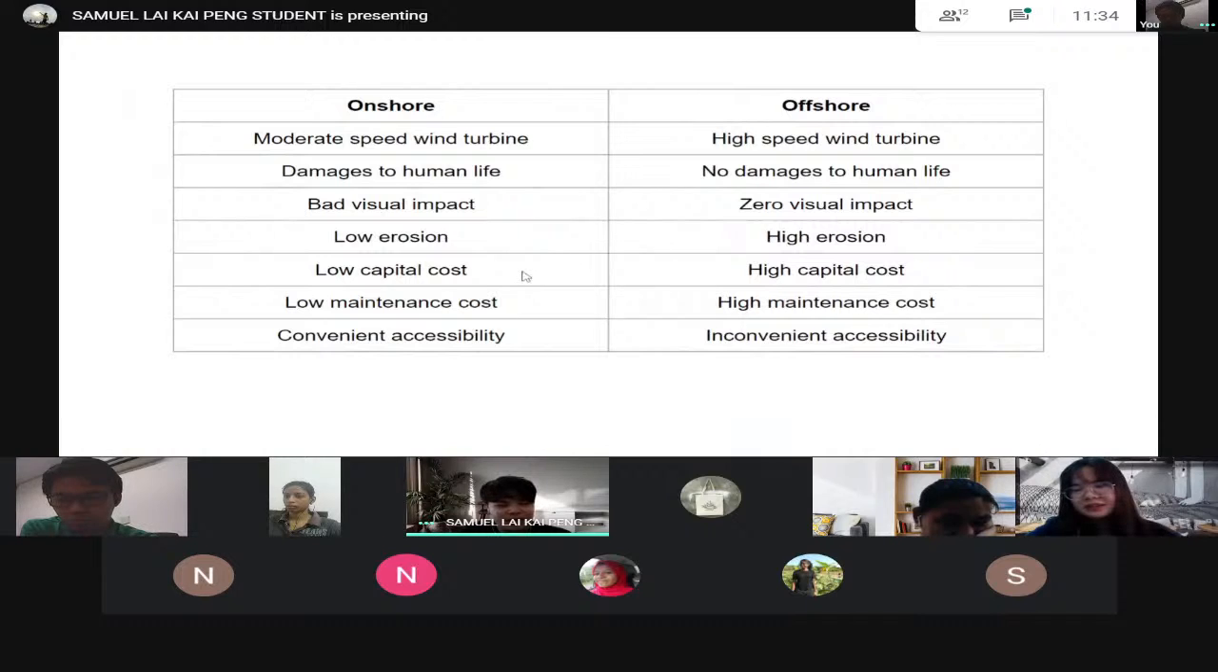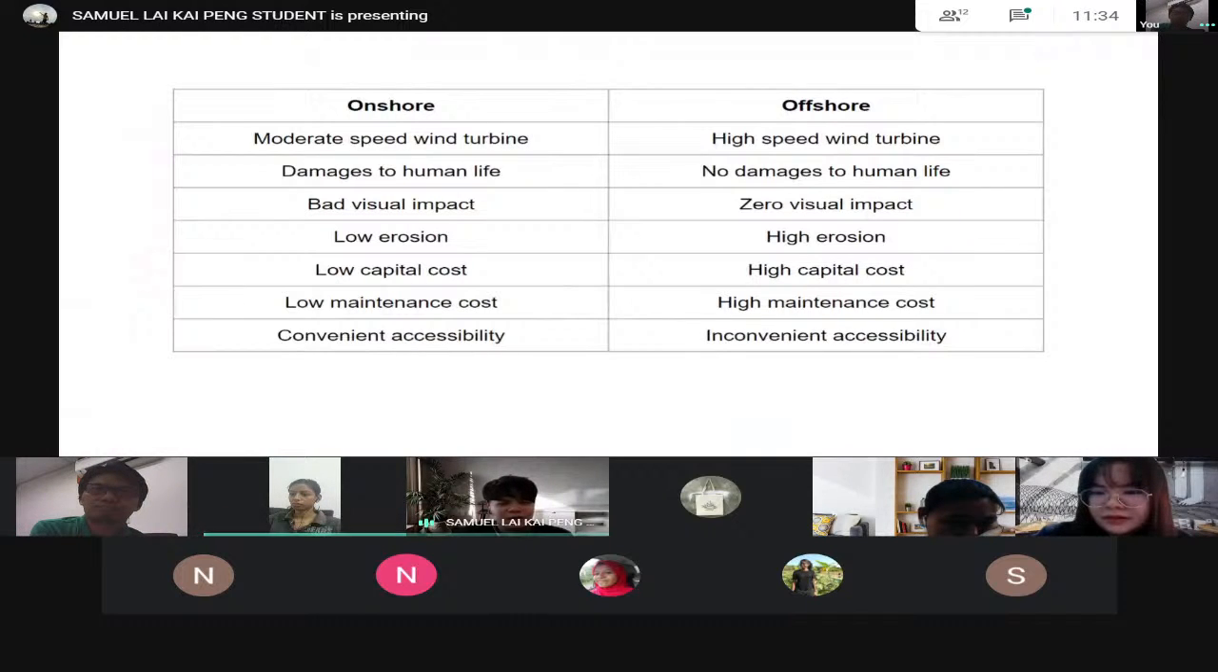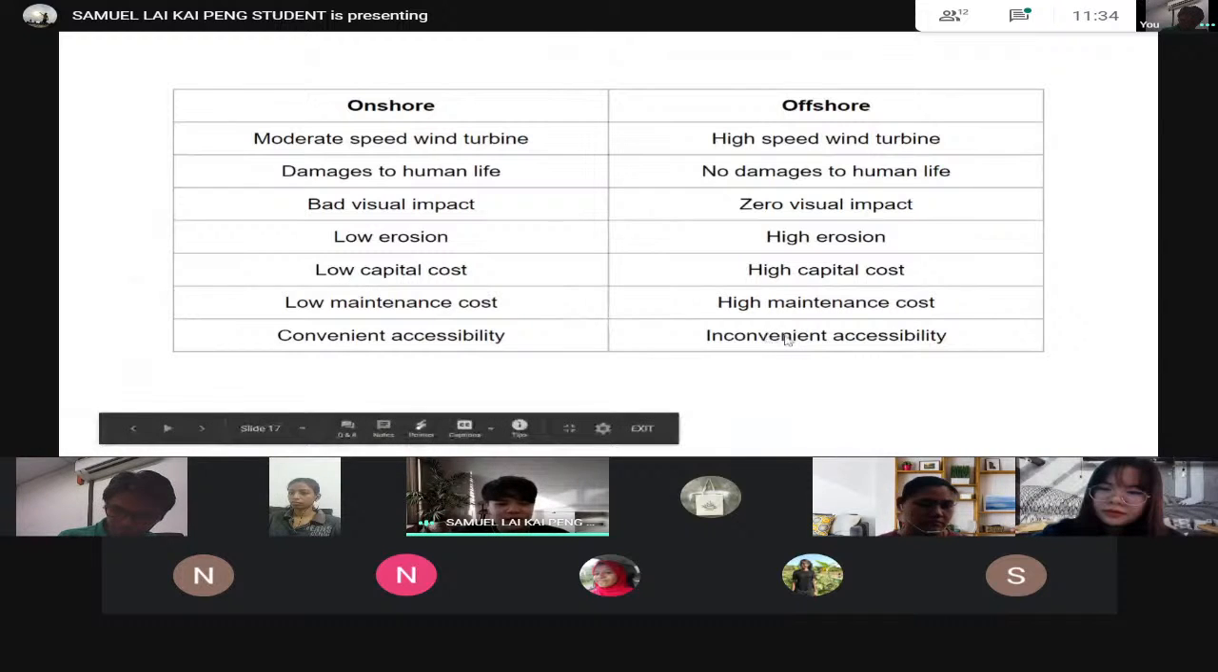Then the onshore wind turbine has a low capital cost compared to the offshore wind turbine, and also a low maintenance cost. I think with onshore we can easily reach the location if we need to repair it. For the offshore, we have to travel to that certain location. It's far from the land, so that will cost a high maintenance cost. So the last is convenient accessibility and inconvenient accessibility.